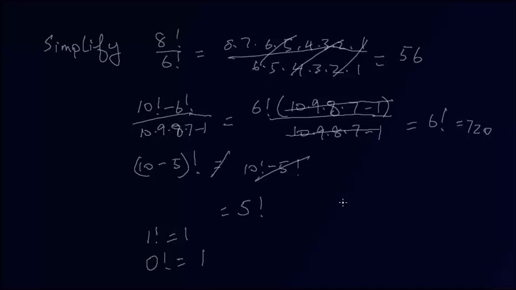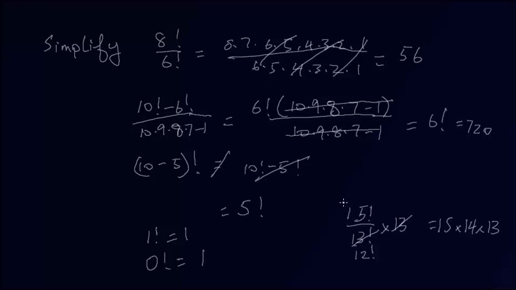Let's try one more example. 15 factorial divided by 13 factorial times 13. So we realize the 13s can cross out. So 13 factorial becomes 12 factorial. Well, 15 factorial divided by 12 factorial is equal to 15 times 14 times 13. So this would be our answer.